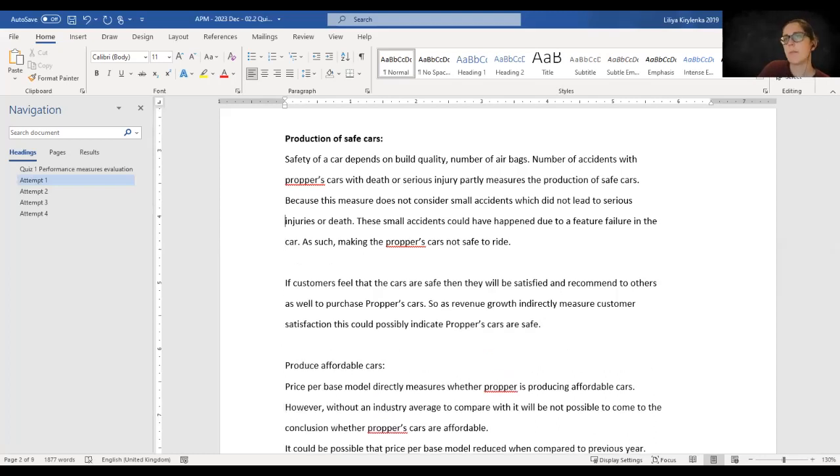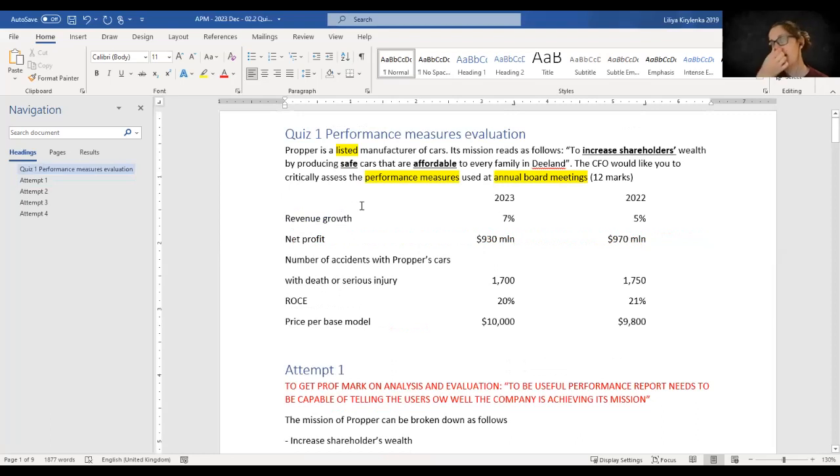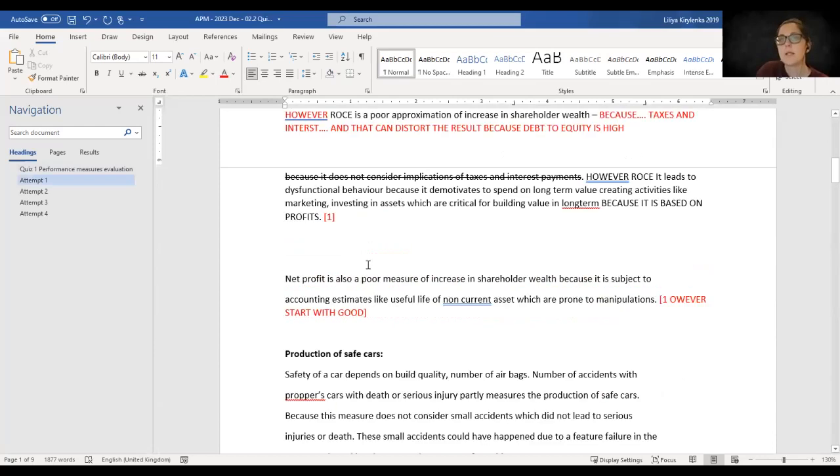Let's go talk about the first one. You need to be more direct. You need to talk mostly about measures, not about something else. Let us have a look at the mark allocation. We have 12 marks and we have 1, 2, 3, 4, 5 metrics. So not more than 2 marks per metric, taking into account that we have some professional marks as well here.